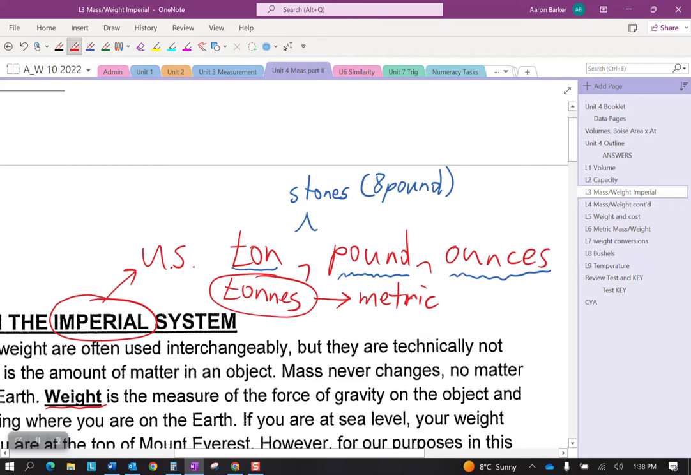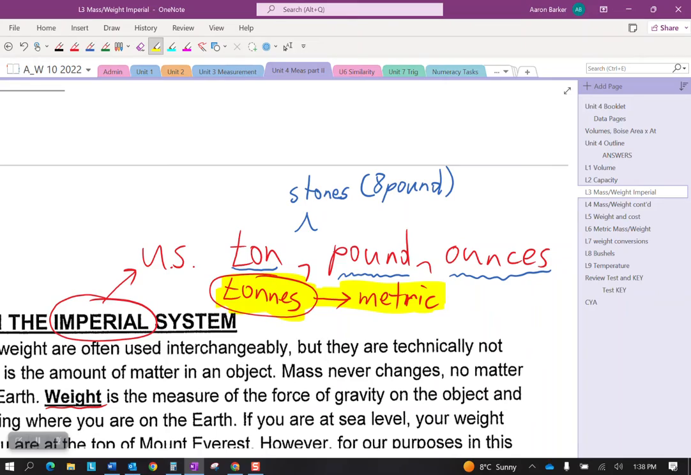Now, you don't confuse ton with tonnes. Tonnes is the metric ton, and it's not said "tonnes." I just say it that way so you know it's the other ton. Okay? So there are 2 tons, and we got to be careful with that.